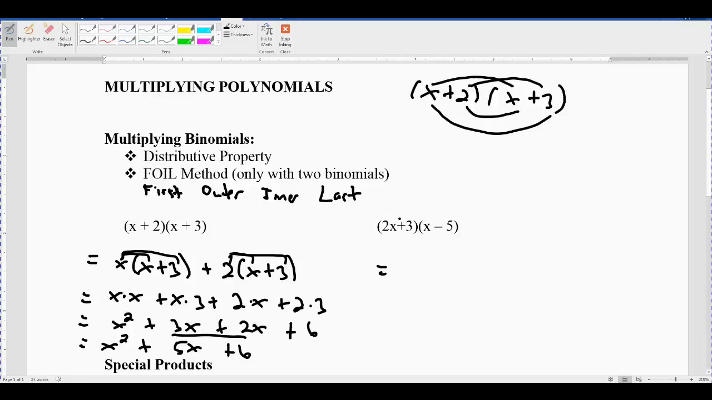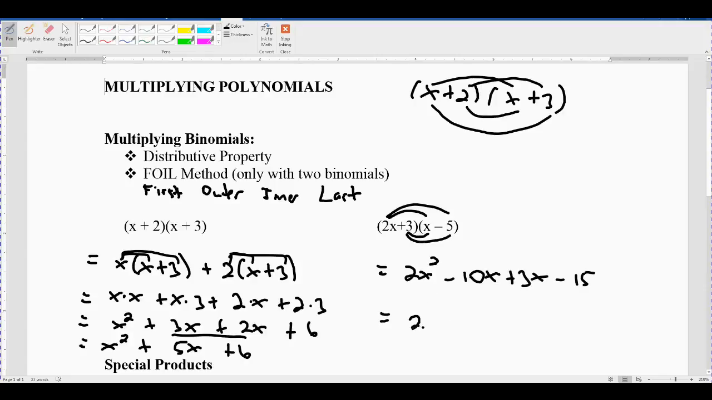So let's do the FOIL method over here, or double distribute, however you want to do it. You can call it whatever you want to. Just make sure you take the 2x times each of these. 2x times x is 2x squared. 2x times, and that's a negative 5. Make sure you include that sign. 2x times negative 5 is negative 10x. And then we have 3 times x and 3 times negative 5. 3 times x is a positive 3x. And then positive 3 times the negative 5 is negative 15.